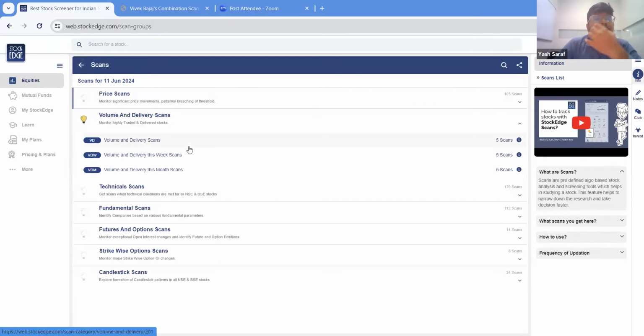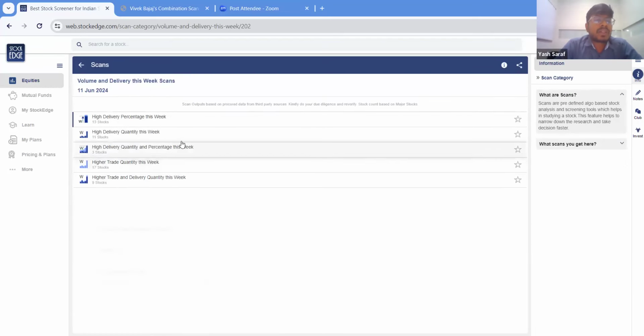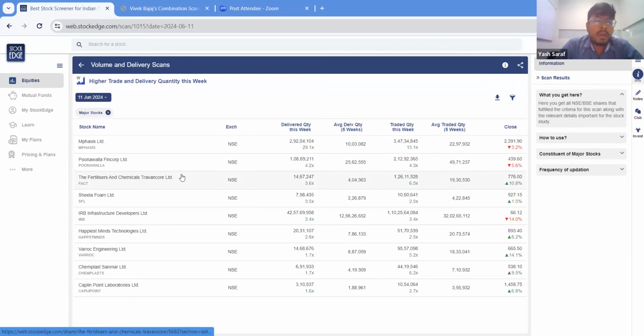Now let's understand volume and delivery scans. So previously I was explaining the scan module, so I was going slow, but obviously we cannot cover each and every scan. So I will be taking some of the scans from each category and then I will be explaining the same. So for example, we went to the weekly breakout scan. So let's understand volume and delivery weekly scans. So by this week we mean कि हम लोग का वॉल्यूम एंड डिलीवरी का डेली स्कैन अलग है, वीकली स्कैन अलग है, मंथली स्कैन अलग है, राइट.